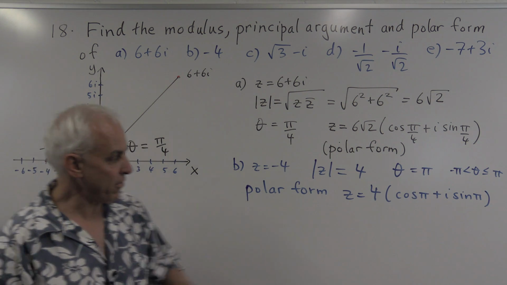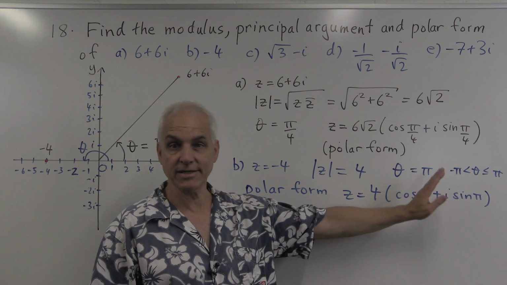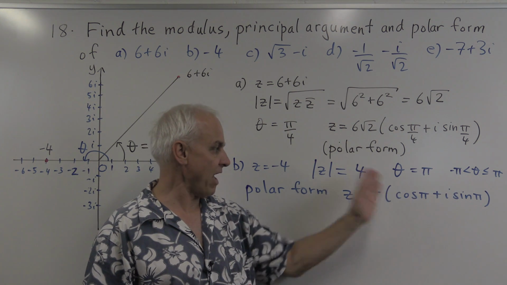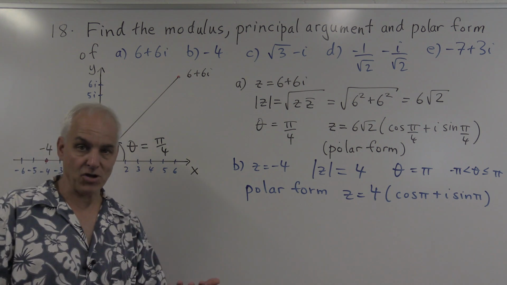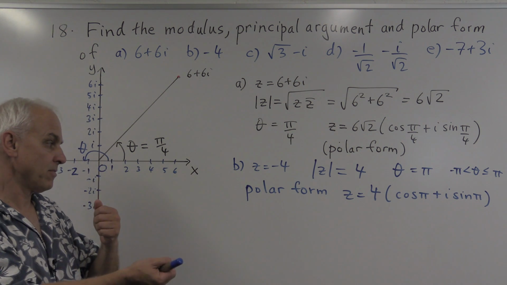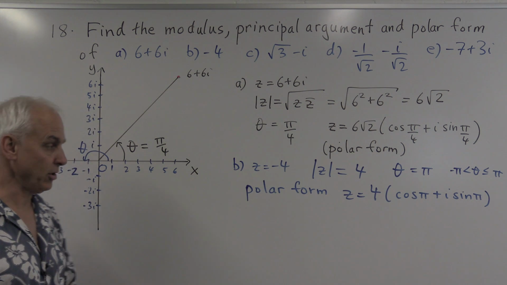And I hope you all remember that cosine of pi is minus 1 and sine of pi is 0. So this really does evaluate to minus 4, as it should. It's just another way of writing the complex number, not in terms of Cartesian coordinates, but in terms of this modulus and argument.